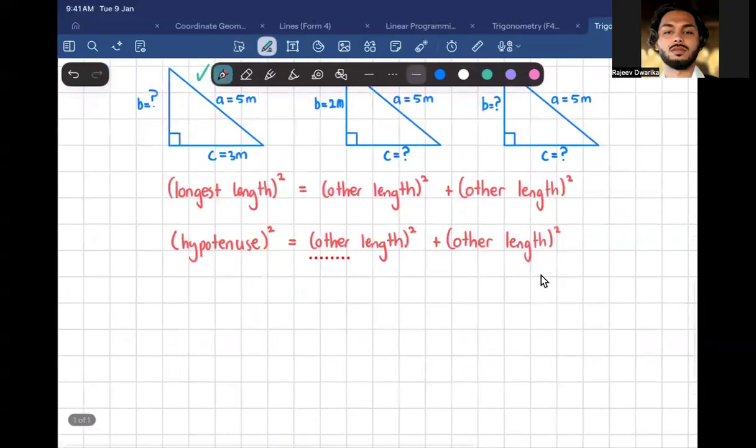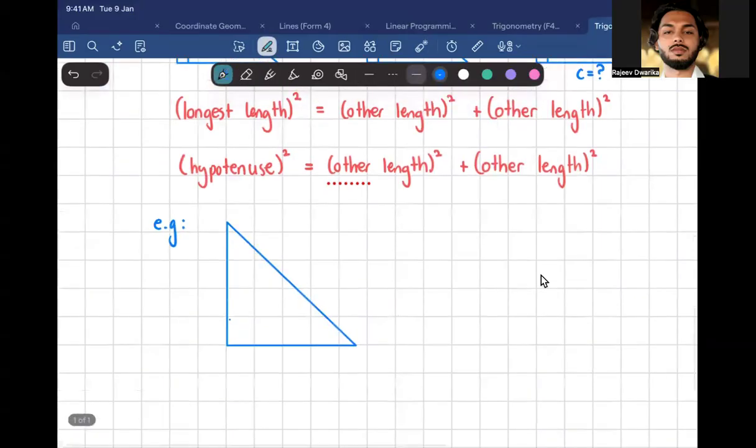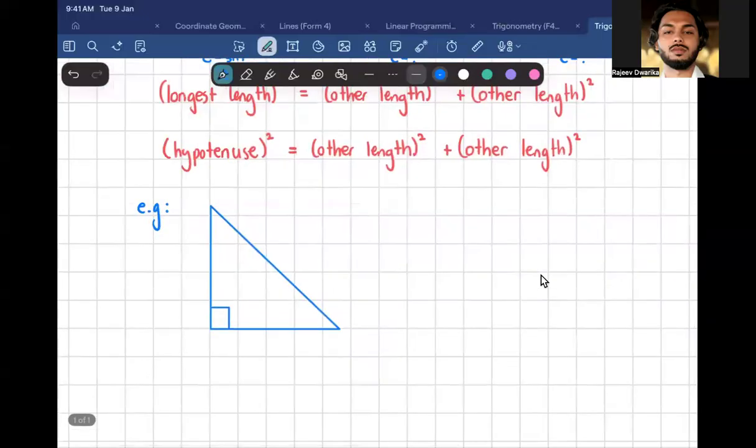Right, so let me give you an example. Let's look at an example. You all will see why I wrote the formula in terms of words. You will see why. So Amira, what if this side was A? So I'm going to say A here. This was A, this was B, and this was C.